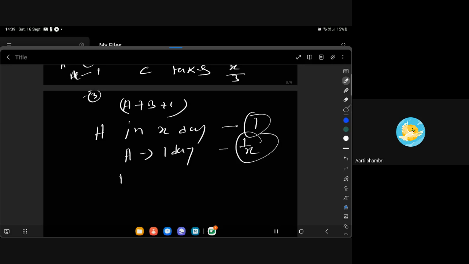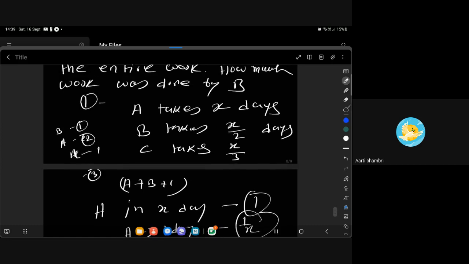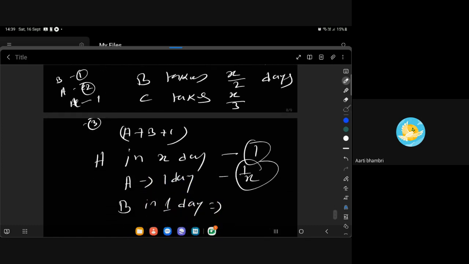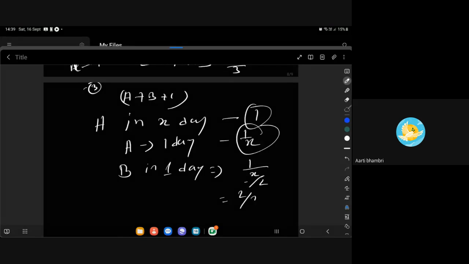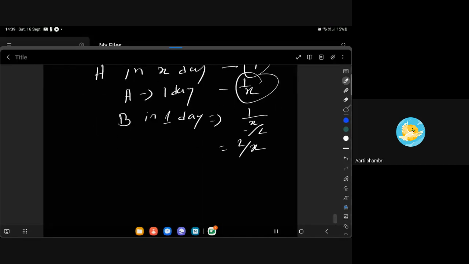Similarly, B, in 1 day, how much will he do? See, B takes X by 2, na? So it will be 1 by X by 2, so it will be 2 by X, right? Similarly, in case of C, in 1 day, it will be 3 by X. Understood this part?